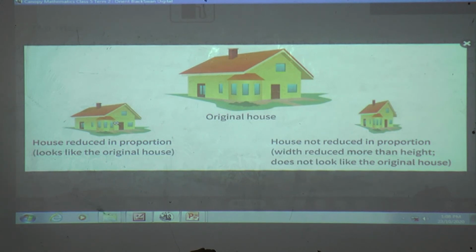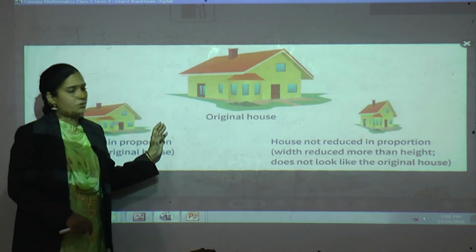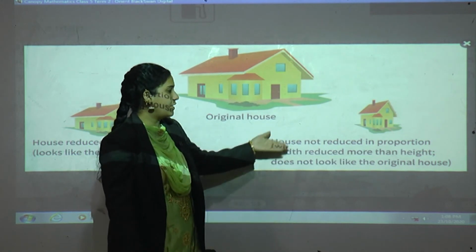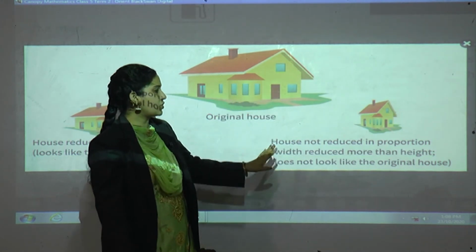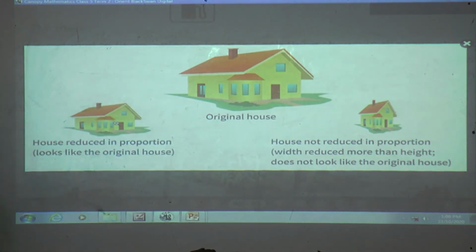If this is not done, this is what will happen. See, the original house: if we do not reduce it in proportion, what will happen? House reduced in proportion looks like the original house, isn't it? But for the house not reduced in proportion, see here, the width is reduced more than the height, so it does not look like the original house, isn't it? So they reduce the proportion for our convenience.